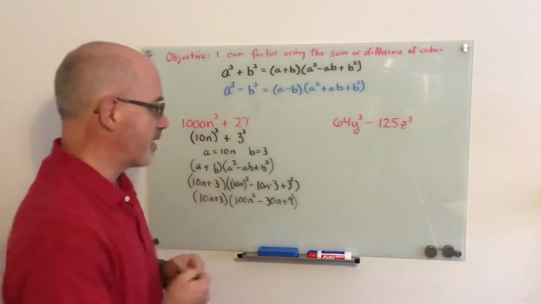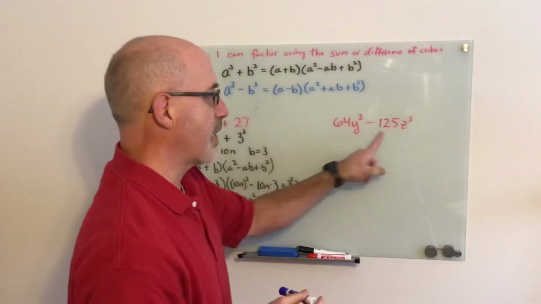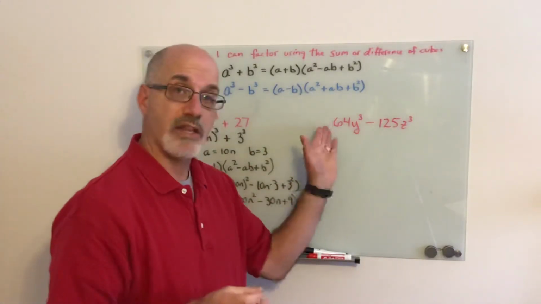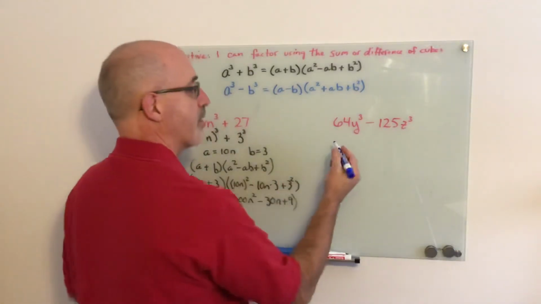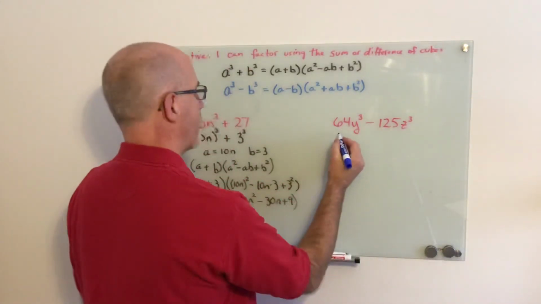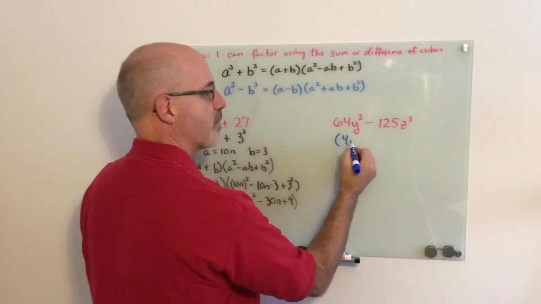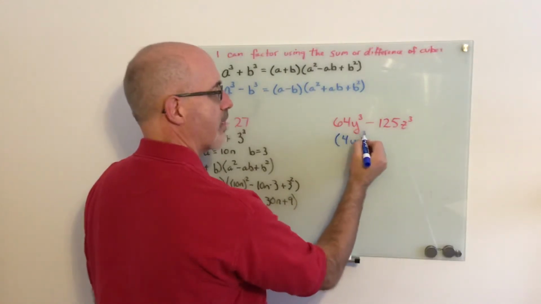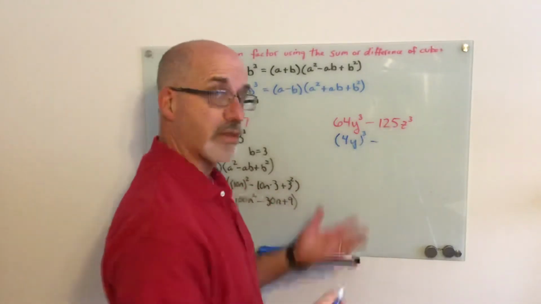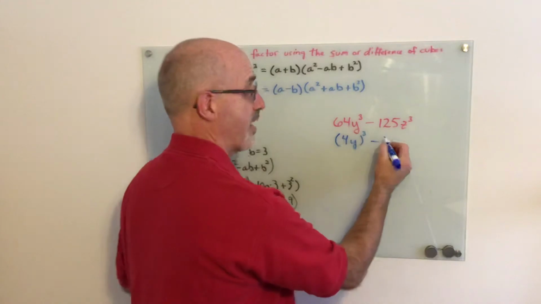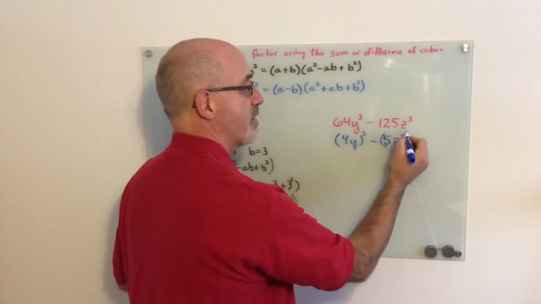Let's try it with this second one here. The second one, notice, is a difference. It's a binomial with a minus, and there are cubes involved. So I'm going to look for the cube pattern. I think through what cubed would give me a 64. Well, that's a 4. What cubed gives me y cubed? That's just a y. And on this one, what cube gives me the 125? That's a 5 cubed. And then z for the z cubed.